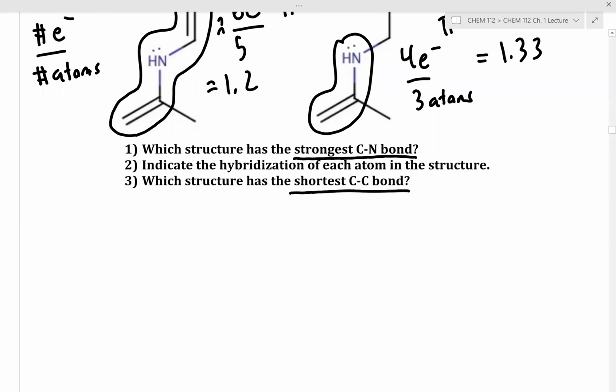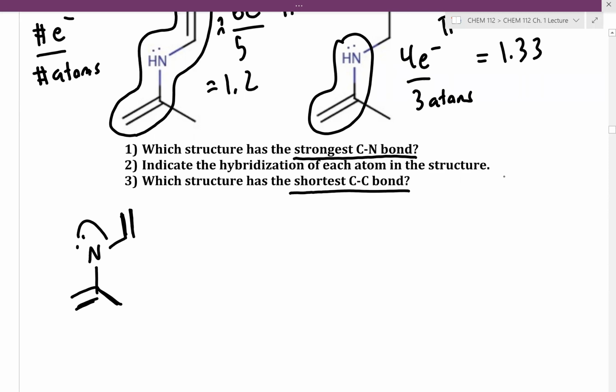I hate heuristics because they're useful, but until you actually go through and draw out the resonance structures, for all you know, that rule just doesn't actually work. So let's now take a look and draw out some resonance structures. The first of which we can draw by kicking our lone pair.